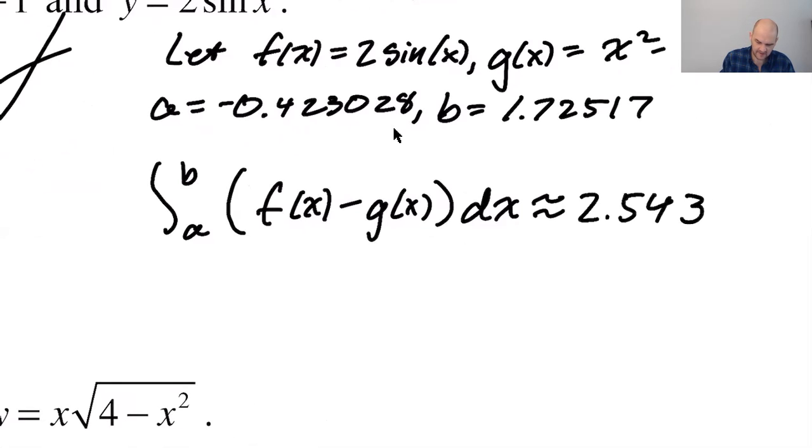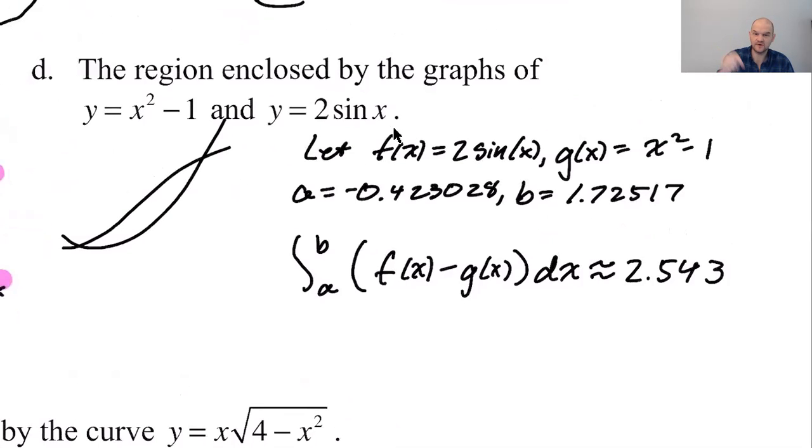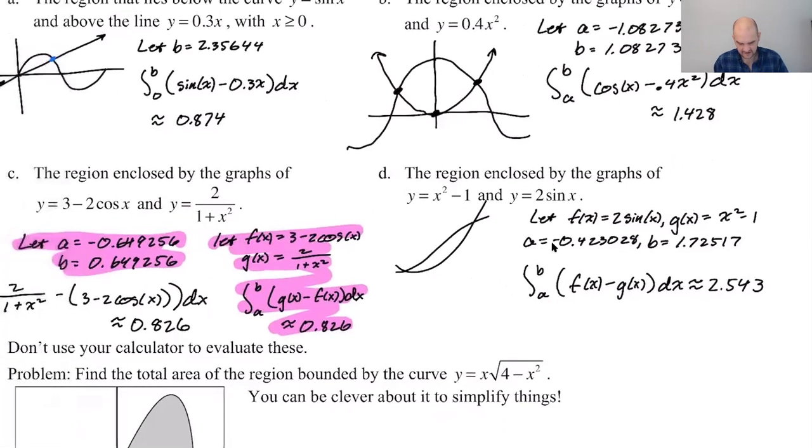2.543. This is what I expect your work to look like. This is good work right here. If you're doing work that looks like this, no complaints. No one could complain.